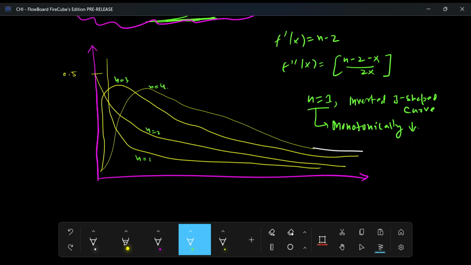And for n is equal to 2, this is again monotonically decreasing. Monotonically decreasing graph. For n is equal to 2, as you can see, this one is monotonically decreasing.